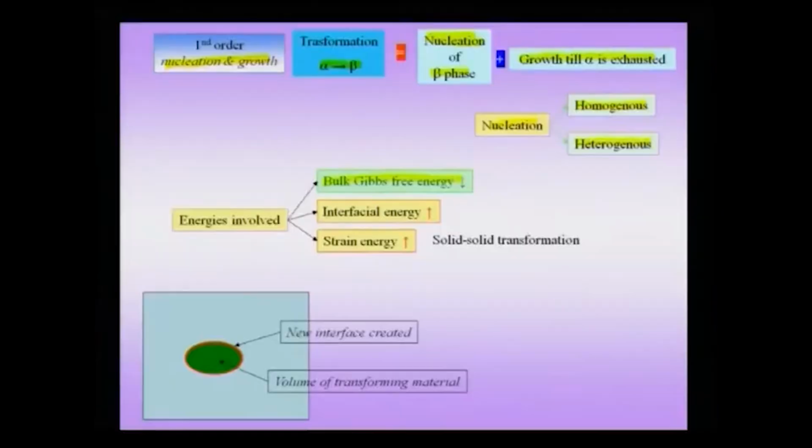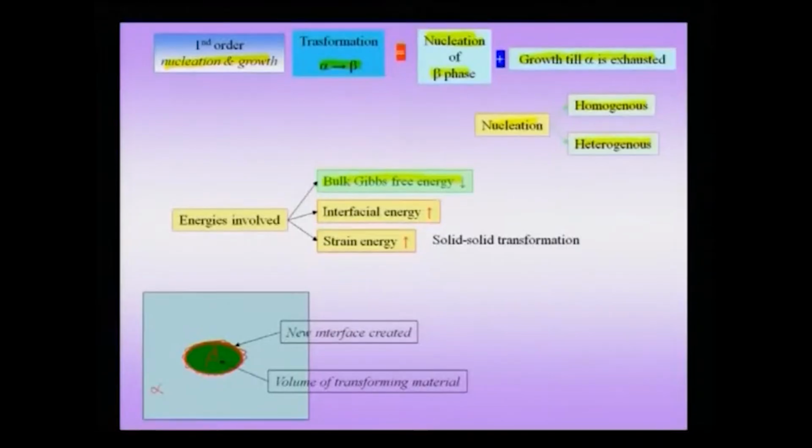But when a nucleus, for instance the green region of the beta phase, forms in a matrix of alpha, then clearly the red region is the interface which is forming between the two materials. So there is an interface region which has to be created if I have to nucleate beta within the alpha phase, and this implies that my interfacial energy is going to increase. In other words, this interfacial energy, which I call gamma, is going to oppose my phase transformation. That is why it is marked in red.